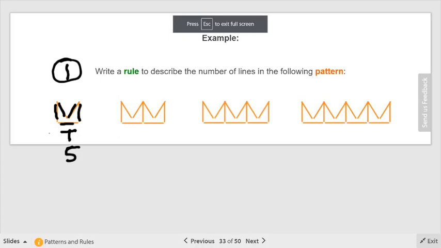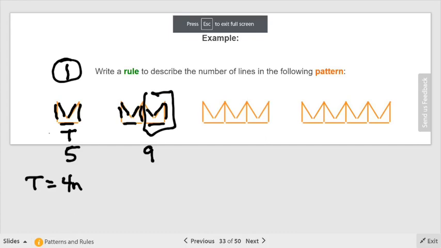Let's go to the next one. 1, 2, 3, 4, 5. We already knew that. It's always going to stay the same because of the first figure. So the only one we really are interested in is how many did they add to it? 1, 2, 3, 4. So 5 and 4 make what? 9. So what is the difference there? 4. So we already know the first part of our formula, don't we?